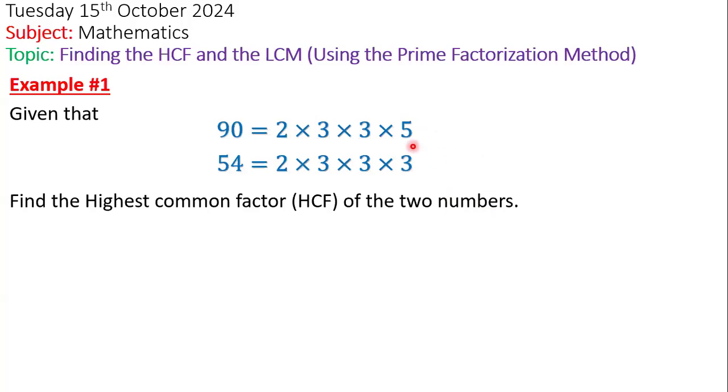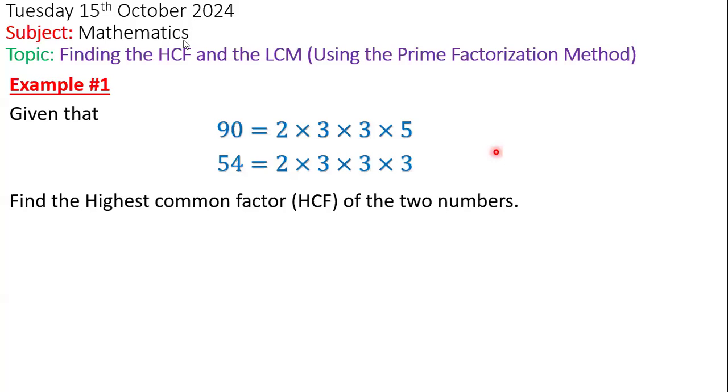But what I want to do is find the highest common factor of these two numbers. I know that they give me 90. What is the prime factorization of 90? 2 times 3 times 3 times 5. Good. And I have 54. What is the prime factorization of 54? 2 times 3 times 3 times 3. So they give this to me, right? I don't have to find it, I don't have to solve it. But using this information, how can I find the highest common factor? Someone has to be able to tell me how they're going to do this.